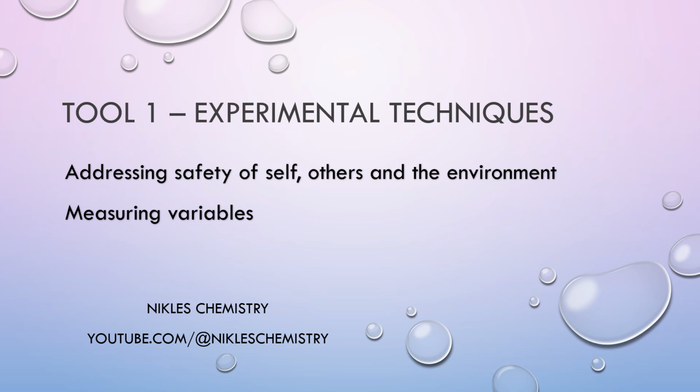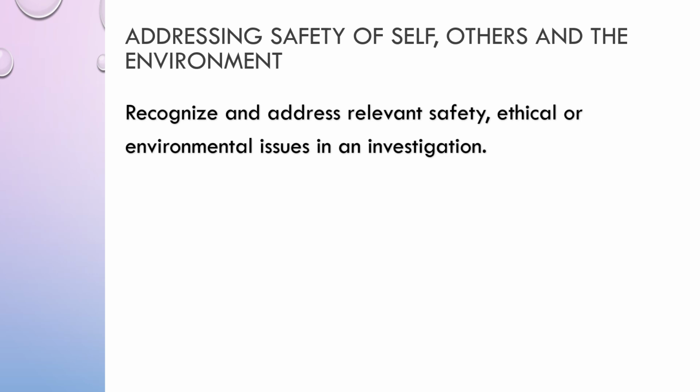Hello, today we're going to talk about the beginning of Tool 1, which is on experimental techniques, and specifically we're going to talk about some general things with some safety rules and how we're measuring different variables. So the first part of Tool 1 is addressing the safety of yourself, others, and the environment. And so you're supposed to be able to recognize and address relevant safety, ethical, or environmental issues in an investigation.